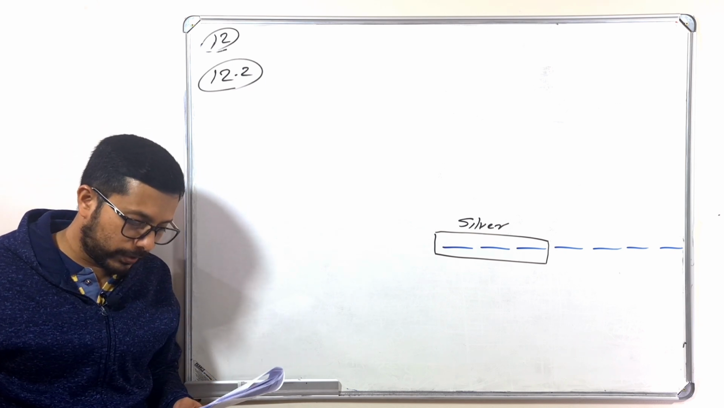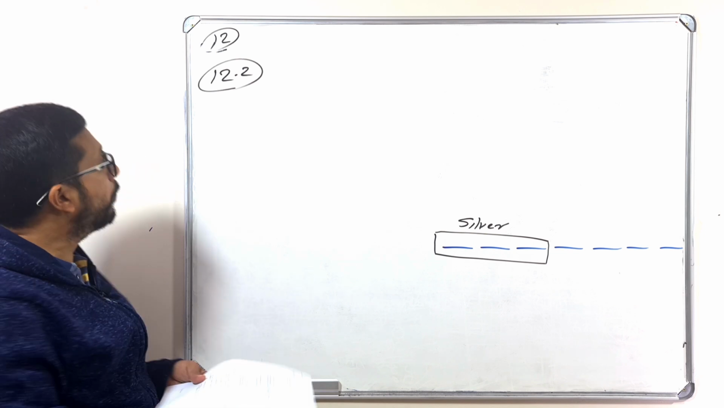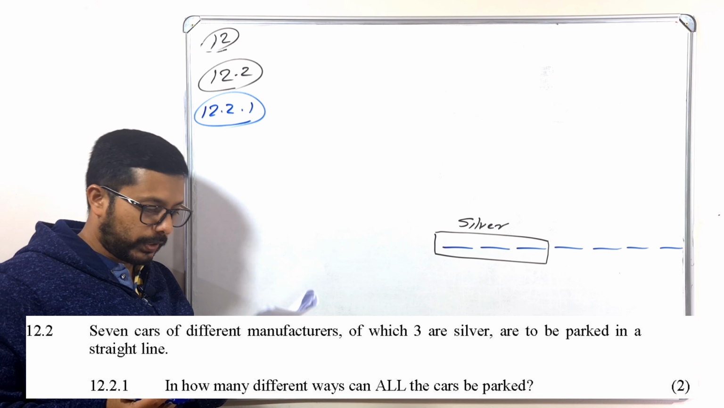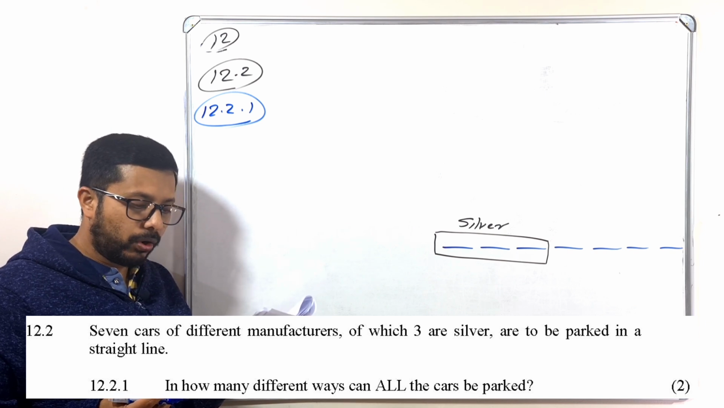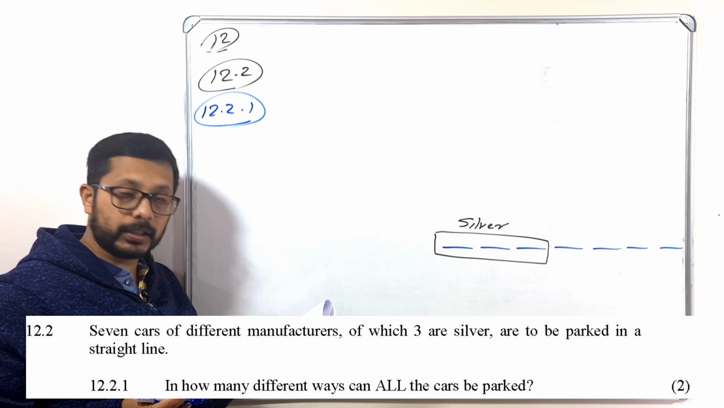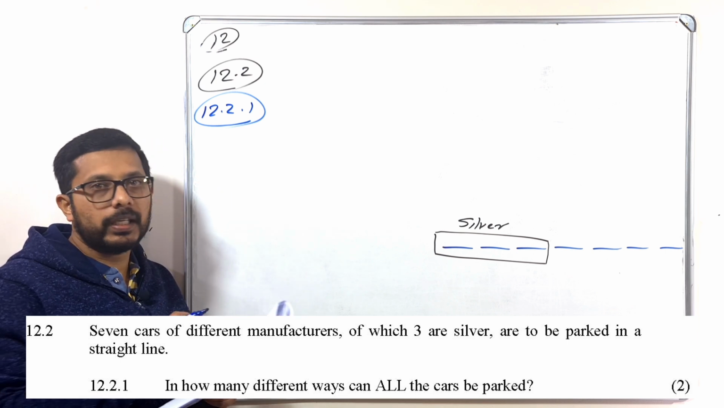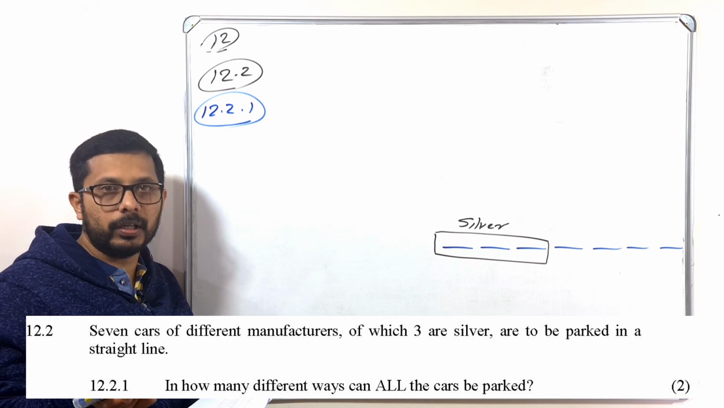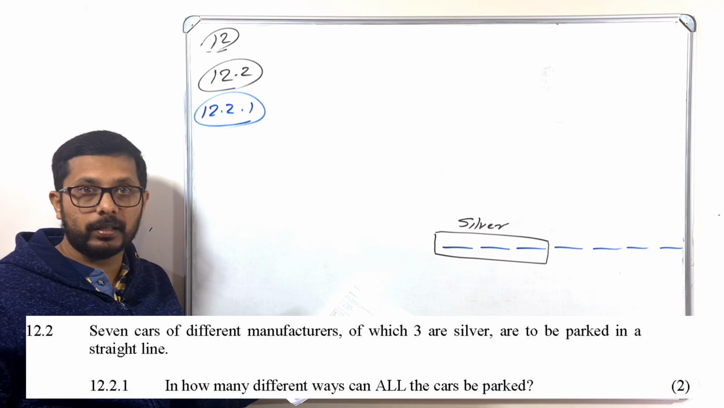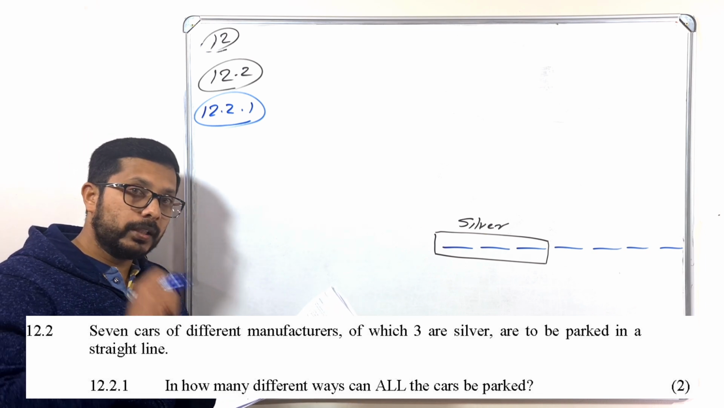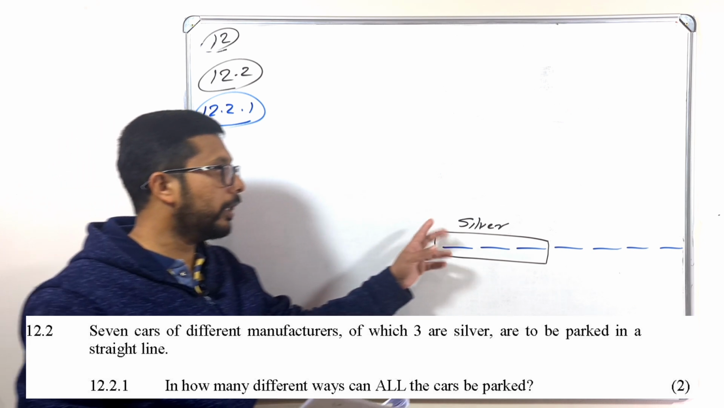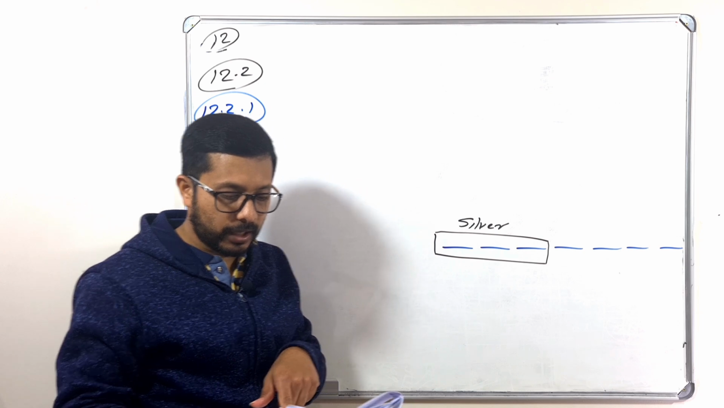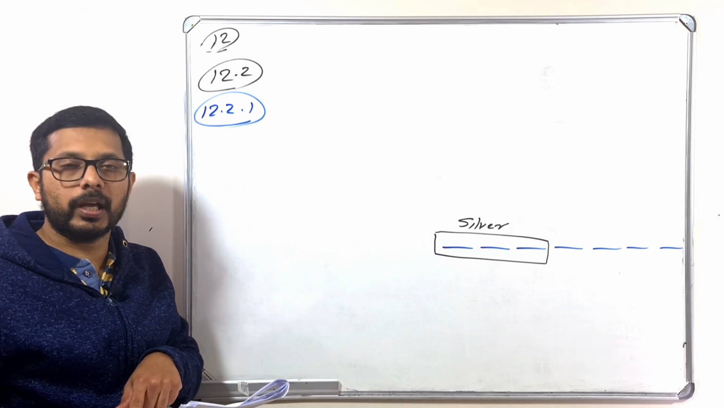Now what is the first question? 12.2.1. What is that one? In how many different ways can all the cars be parked? So here they are not saying any condition. In how many different ways can all the cars be parked? No condition, nothing. Read that sentence once more. In how many ways, they are not talking about silver or anything, so don't think anything about that in your mind. In how many different ways can all the cars be parked?